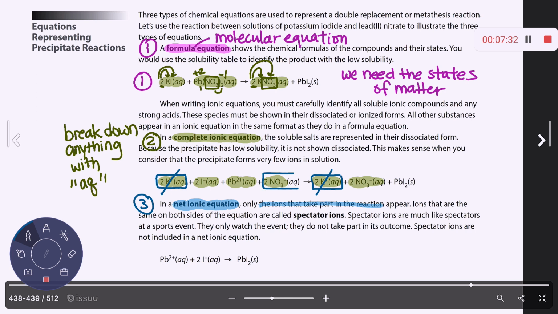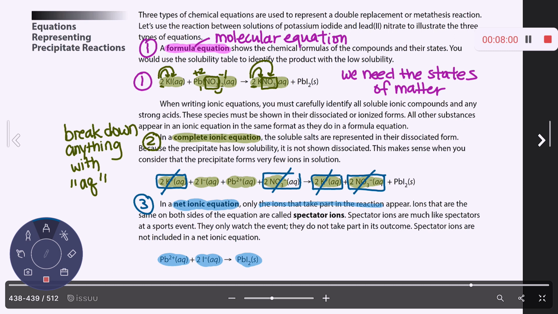Yeah, this and this are identical. So these are also gone. And what you have left, that is your net ionic equation. So I just copy down the lead and the iodide. They changed the order of them, you don't have to. So here's my lead and here's my iodide, and then my product, my PbI2 solid, is over here.